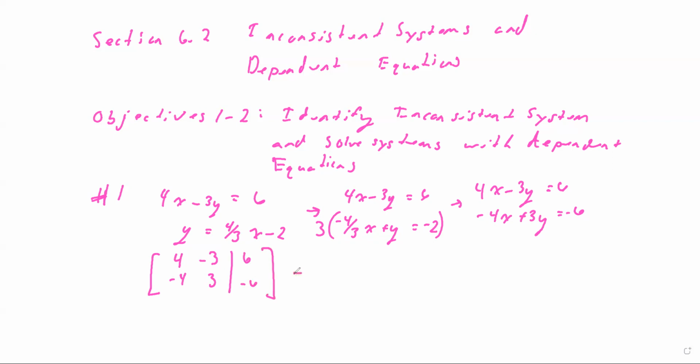If you recall, our first stage is to make this entry a 0. So I'm literally just going to add row 1 to row 2, and that will be my new row 2. The first row will remain the same. 4 minus 4 is 0. Negative 3 plus 3 is 0. 6 plus negative 6 is 0. So we get a weird situation where everything zeroes out on the bottom. When everything zeroes out, you're basically stating 0 equals 0. Ask yourself if that is a true statement.